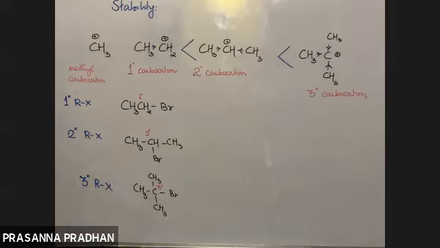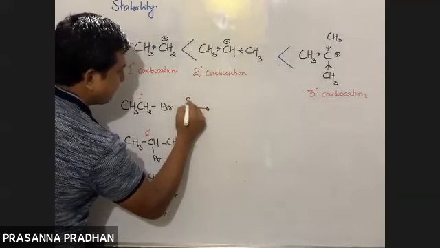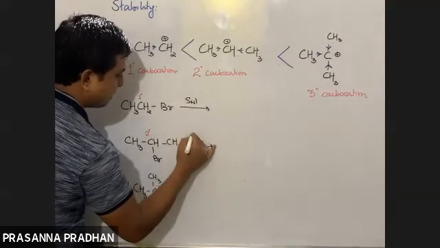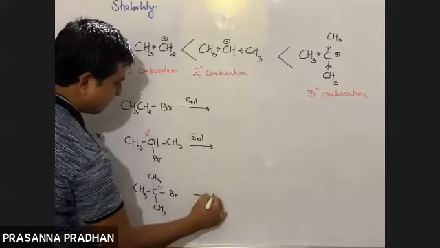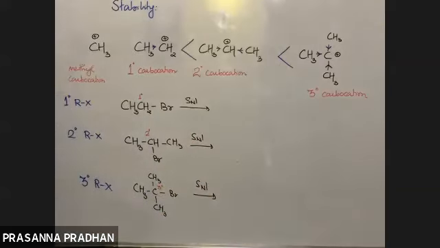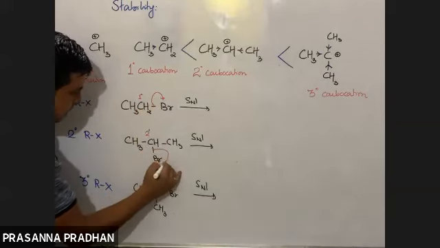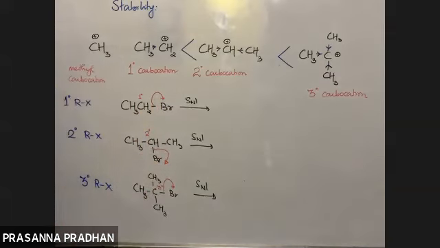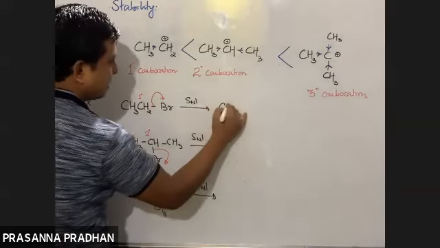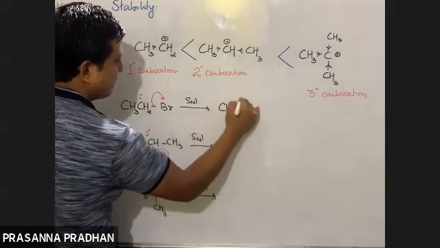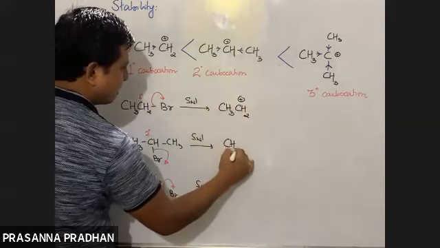Fine. So if it undergoes SN1 reaction, what should happen in the first step? Tell me now. What should happen in the first step if all the three undergo SN1 reaction? What is the first step of SN1 reaction? There will be a dissociation of alkyl halide. So this bond will break, this bond will break like this. So what will be generated out here? A carbocation. Which carbocation? Ethyl. Which carbocation? 2 degree carbocation.